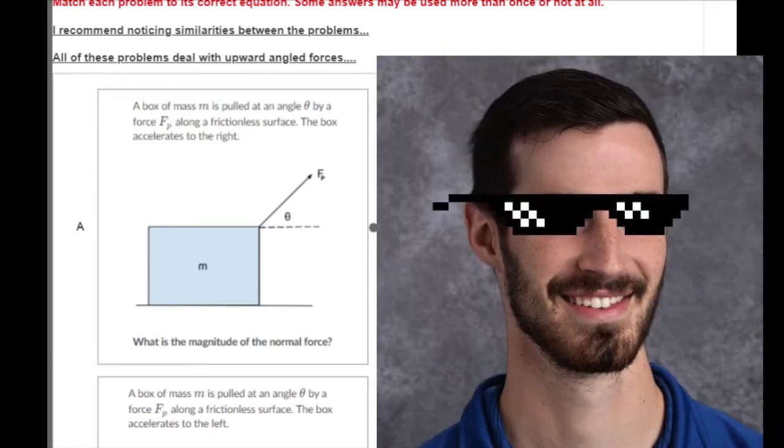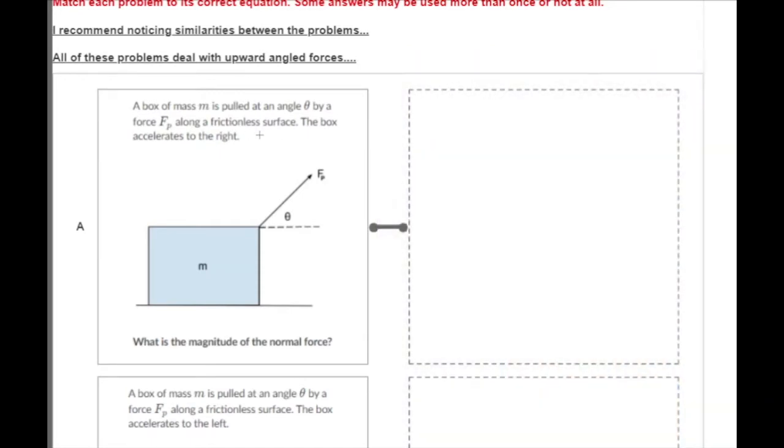We know everything there is to know about angled forces. So the first one says a box of mass m is being pulled at an angle theta by a force Fp along a frictionless surface. The box accelerates to the right. Okay, so acceleration is telling us that the forces are unbalanced here. That's going to be important. It says, what is the magnitude of the normal force?